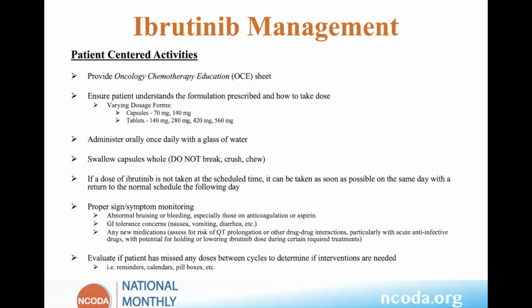As far as signs and symptoms of monitoring, abnormal bruising, bleeding, especially those on anticoags, GI tolerance concerns, nausea, vomiting, diarrhea, as well as assessing any new medications for risk of QT prolongation, drug-drug interactions, as well as with anti-infective drugs. Lastly, adherence is a big part. Evaluate if patient has missed any doses between cycles and determine if interventions are needed.